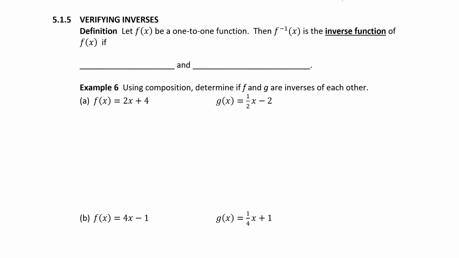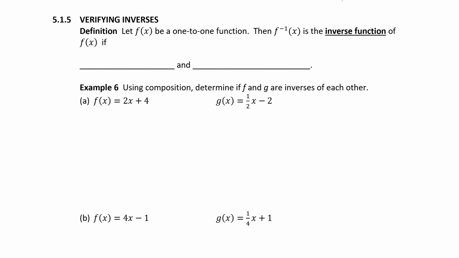At this point, you have learned that two functions that are inverses of each other have graphs that reflect each other across the line y equals x. However, we need an algebraic or an analytic method for really proving that two functions are inverses. In 5.1.5, we will examine this analytic method for verifying inverses.